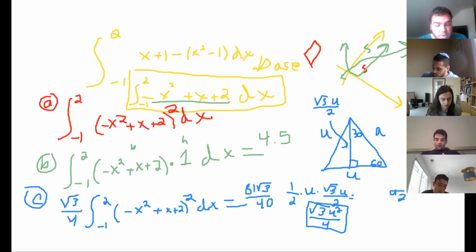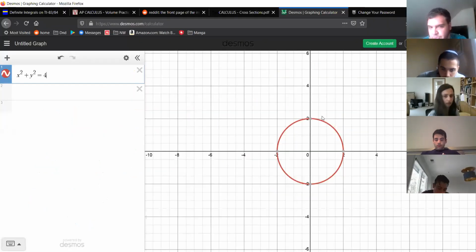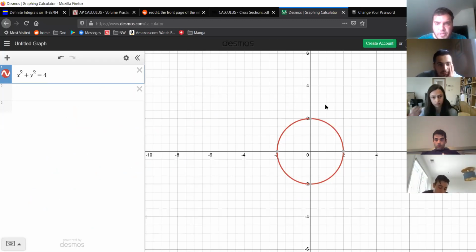x squared plus y squared equals 4. Okay, so let's just graph it real quick. I'm going to go back to Desmos. We're doing number 2 now. It's told you it's a circle where x squared plus y squared equals 4. And remember, the square root of this number is your radius. So your radius is 2.